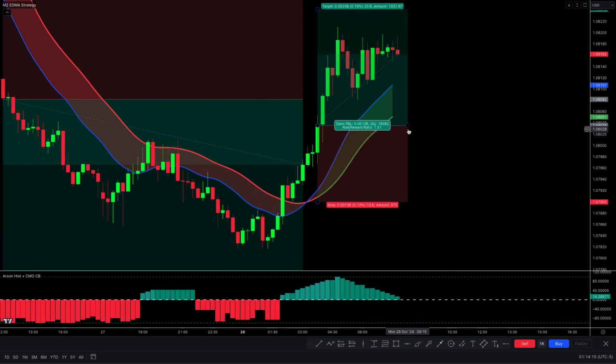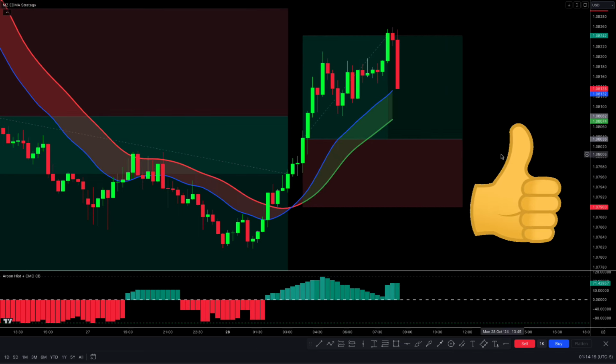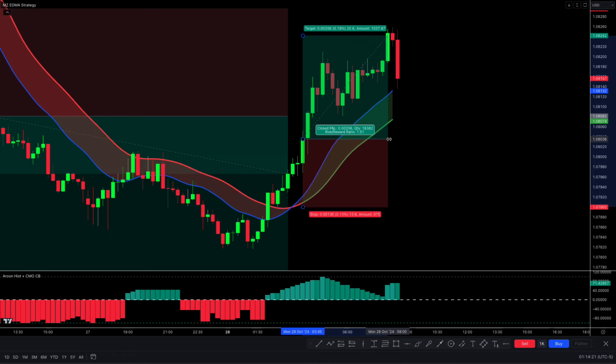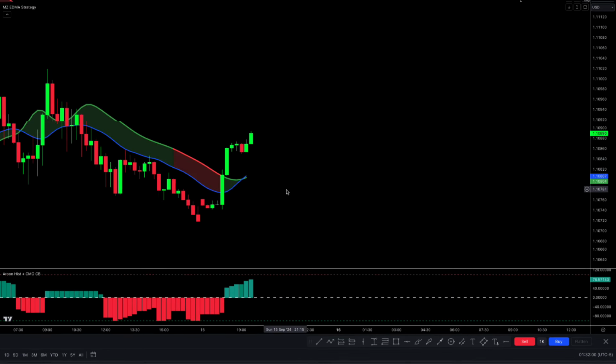This trade is running in profit. The market has completely hit the target. I hope you like this trading strategy. Let's see one more buy example.